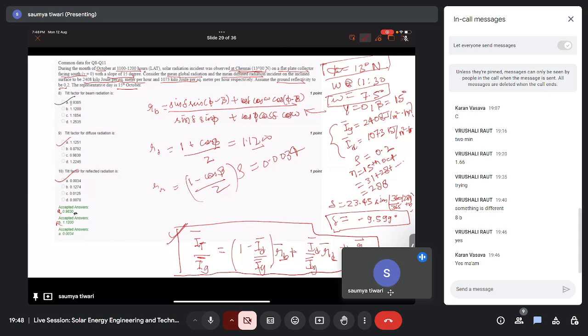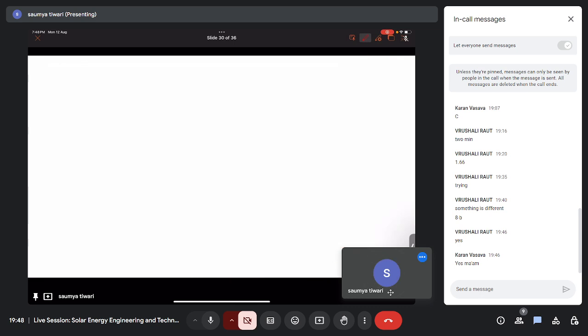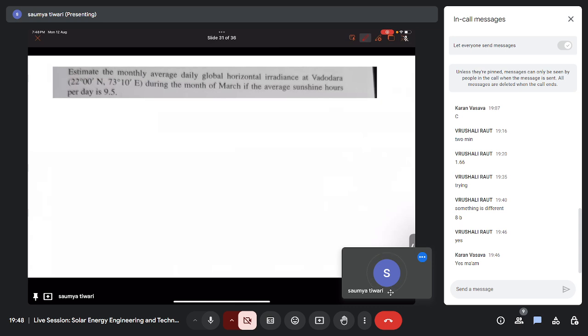Okay, so let's move on to the next question. I'll read out the question to you. Estimate the monthly average daily global radiation or global horizontal irradiance at Vadodara during the month of March if the average sunshine hour per day is 9.5.